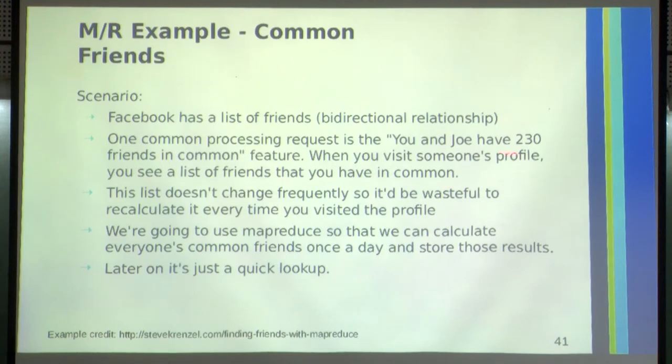So that when we visit someone's profile, we can write that information: these are the friends you have in common. It doesn't change very frequently. It's not like people are friending every minute or something like that. And so you don't have to calculate it all the time. You can just calculate at the end of every day, create a table, and then look it up, and then it should be accurate enough for the purposes.